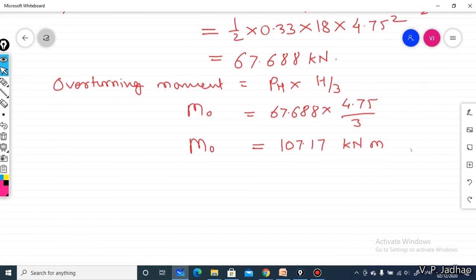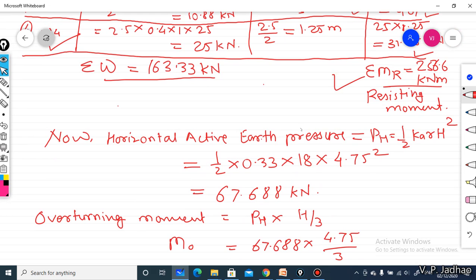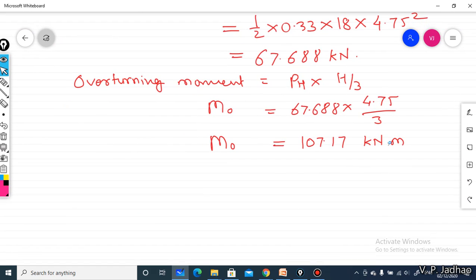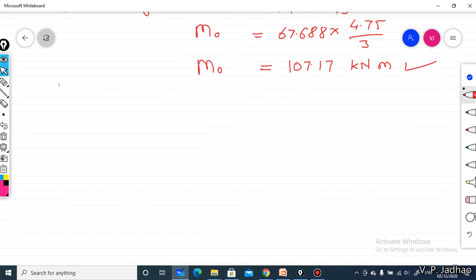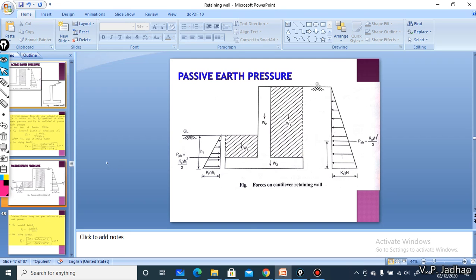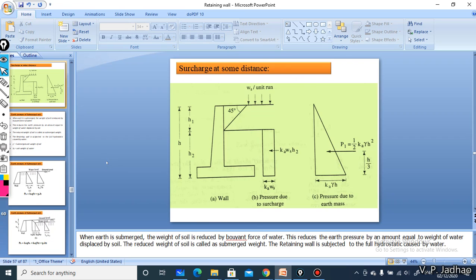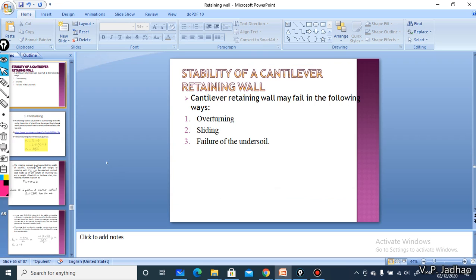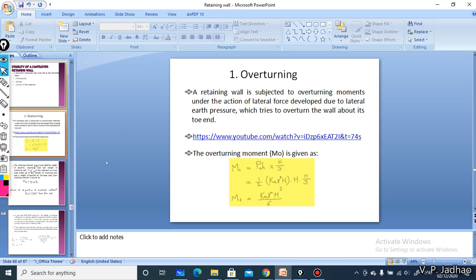Now we have calculated the resisting moment, and at the same time we have calculated the overturning moment. Now we will check for the overturning. So under step number 3, check for stability. First check for overturning. We have already seen the formula for calculating the factor of safety for overturning in this particular slide. You can see here.